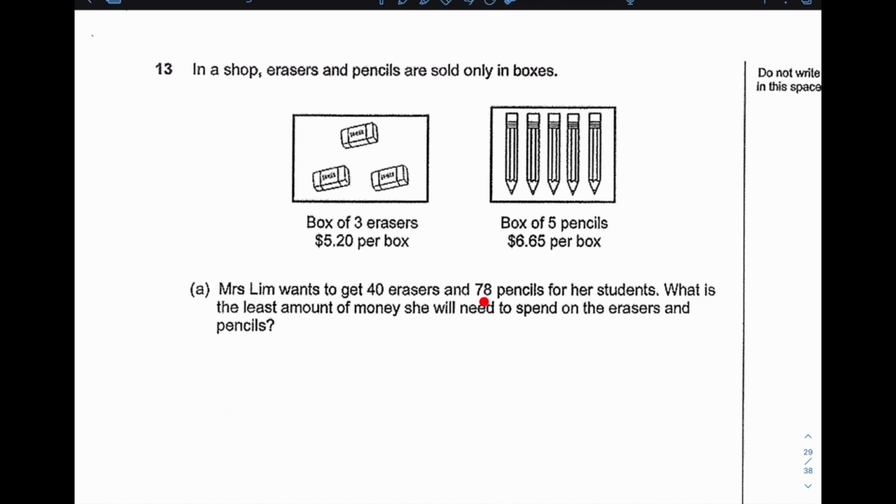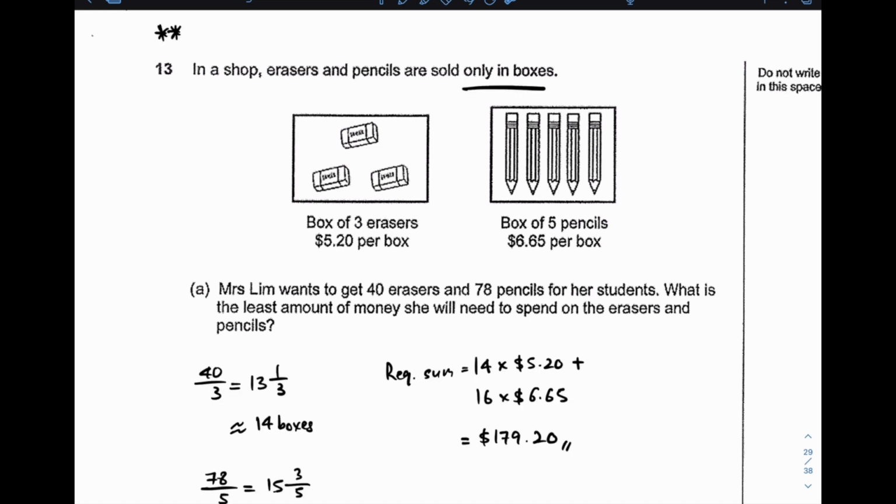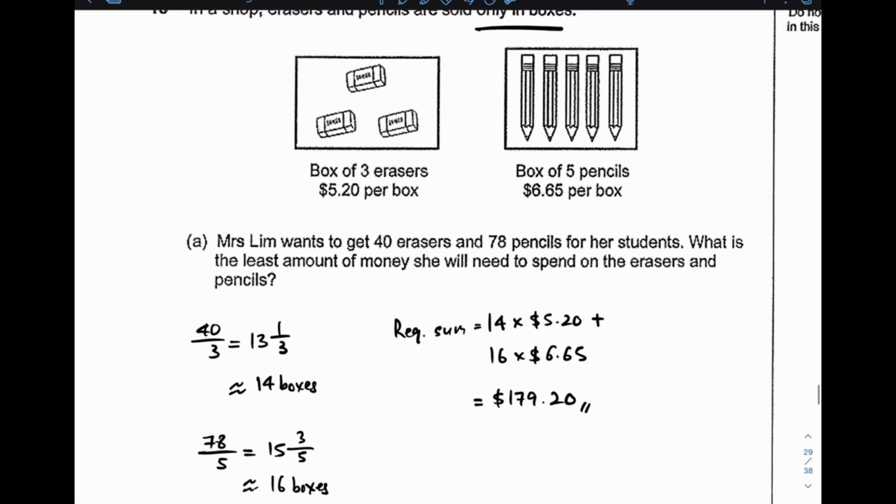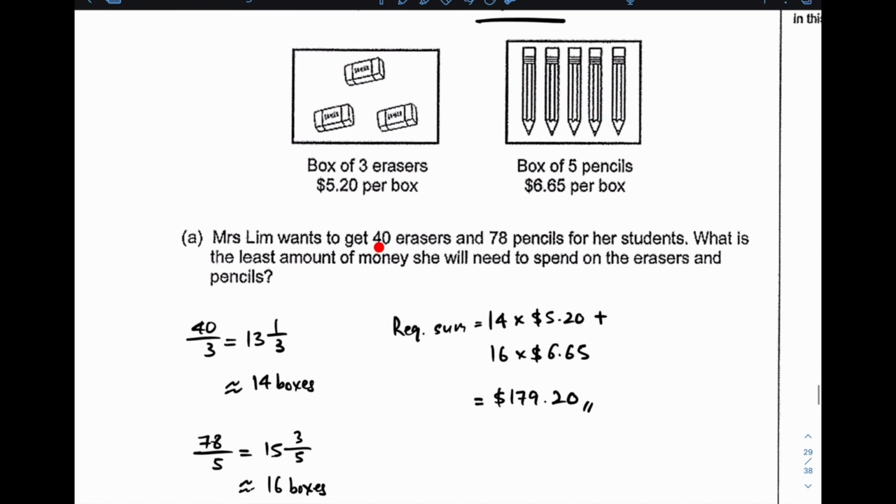And 78 pencils. That's not a nice multiple of 5 either. So what's the least amount of money she needs to buy this? Well, let's take a look at how many 3s we need to get 40. That's 13 and 1/3. What that means is, if she gets 13 boxes, she's not going to get the 40 erasers that she needs. She's going to get 39. So she needs one more box.